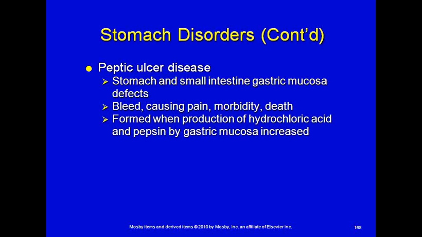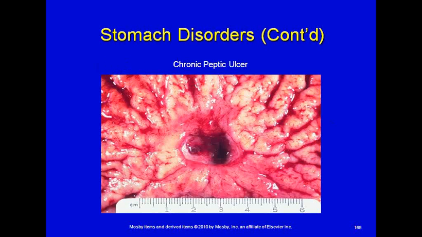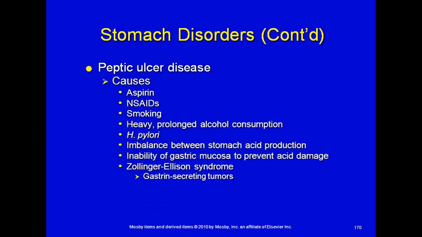Peptic ulcer disease, stomach and small intestine, gastric mucosa defects. They can bleed, they can cause pain, they can cause morbidity and death if they perforate. They're formed when production of hydrochloric acid and pepsin by the gastric mucosa is increased. And the little lesion in the center of this slide is an example of a peptic ulcer that's eroding away the wall of the intestine.